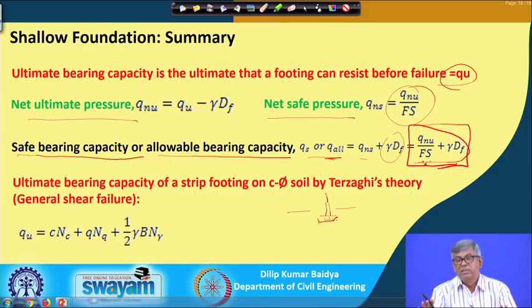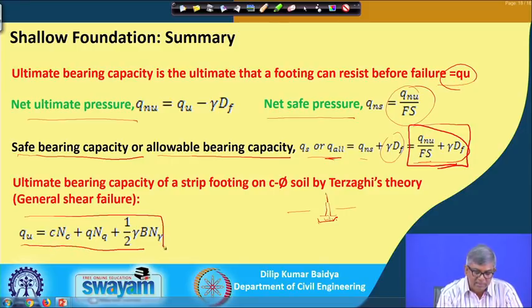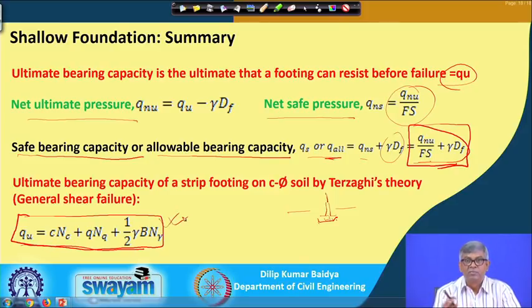Now, after defining this, I have described Terzaghi's bearing capacity, and some assumptions, etc. that you also have to go through, but I am not going into those assumptions. The only thing is, Terzaghi initially gave, for c-phi soil, the ultimate bearing capacity of a strip footing in general shear failure condition, in terms of 3 factors Nc, Nq, N gamma. They are cNc plus qNq plus half gamma B N gamma, and this Nc, Nq, N gamma is a function of phi, and it is available in the form of charts and tables.